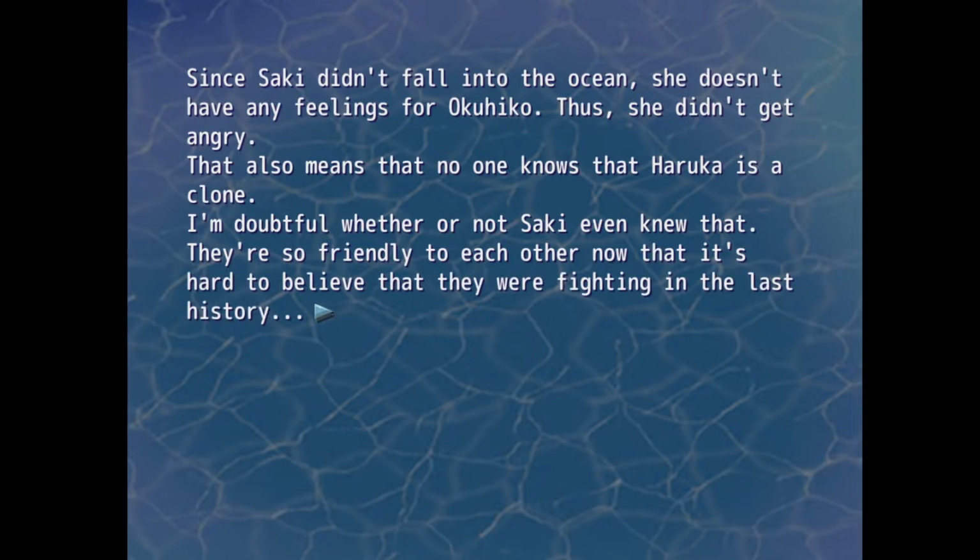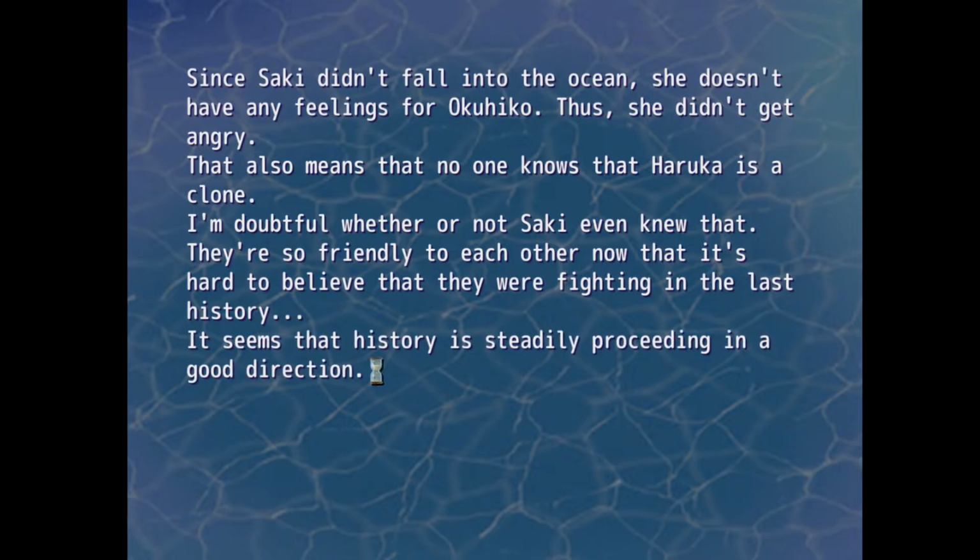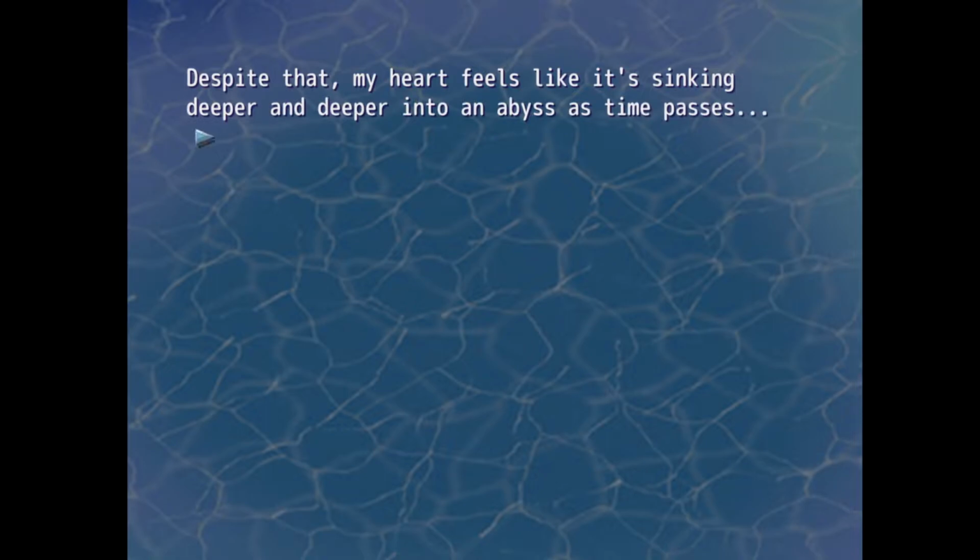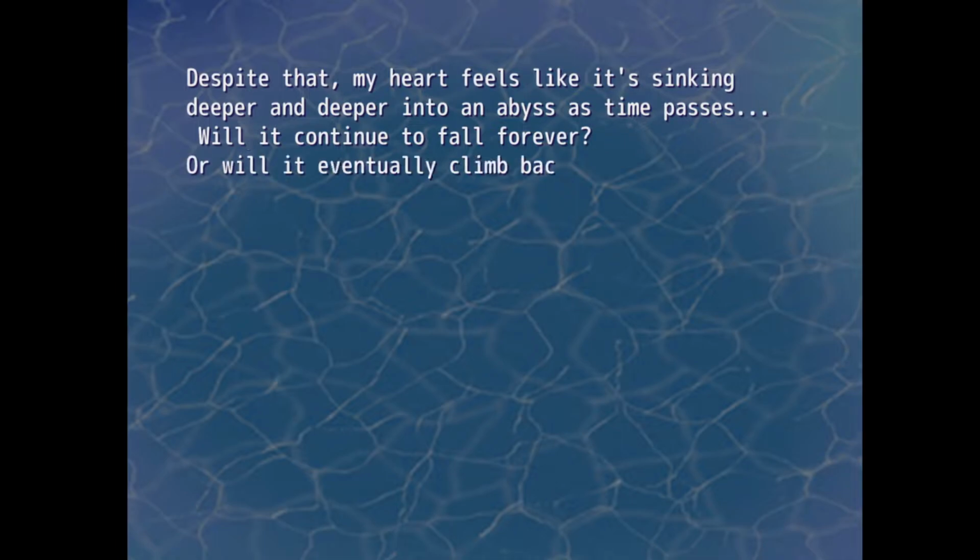They're so friendly to each other now that it's hard to believe that they were fighting in the last history. It seems that history is steadily proceeding in a good direction. Despite that, my heart feels like it's sinking deeper and deeper into an abyss as time passes. Will it continue to fall forever? Or will it eventually climb back up?